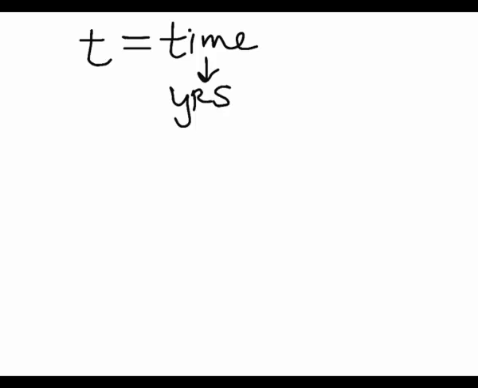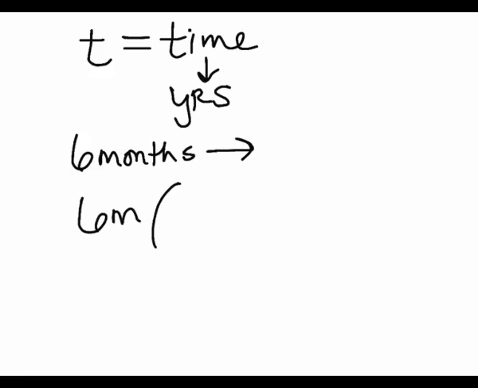Then we have T, the last variable. And T, of course, is time. Time is presented in years. Okay, and that's very important. Unless otherwise stated, time is in years. So if they said, okay, you have 6 months to pay us back, you have to convert this to years. And how you would do that is you have 6 months. So we write 6M. I'm going to multiply that by a conversion.